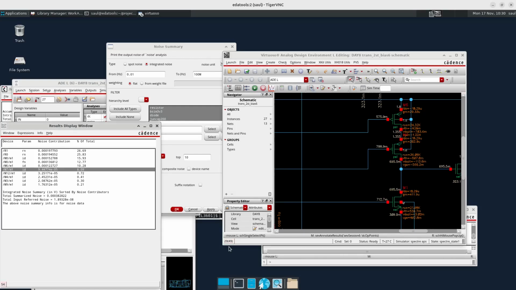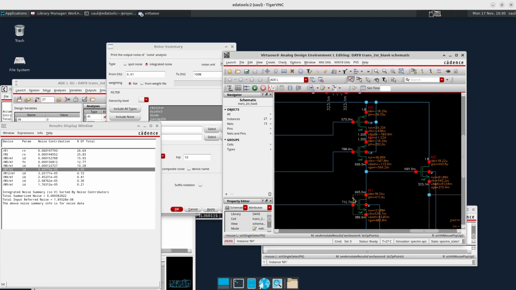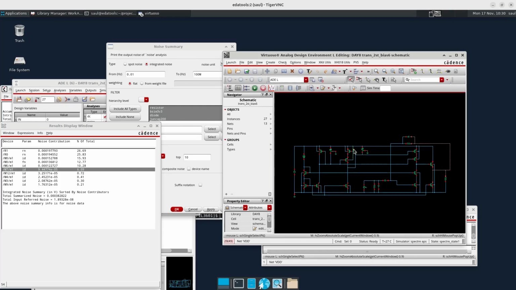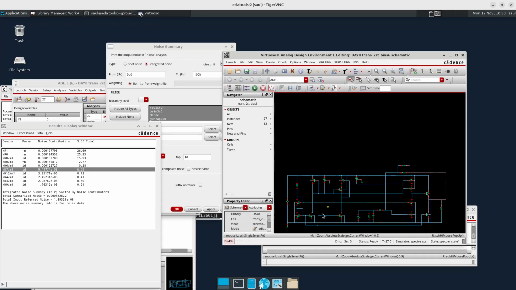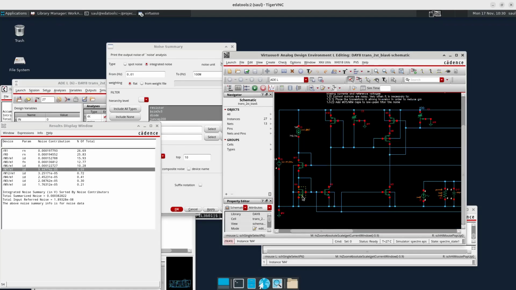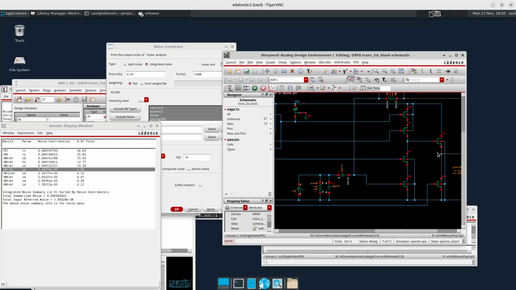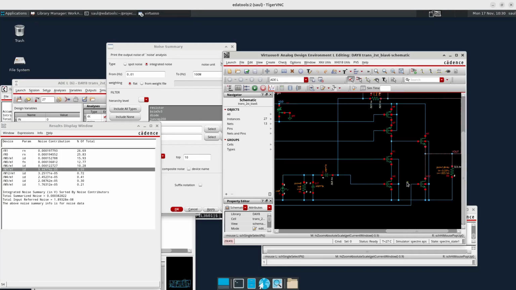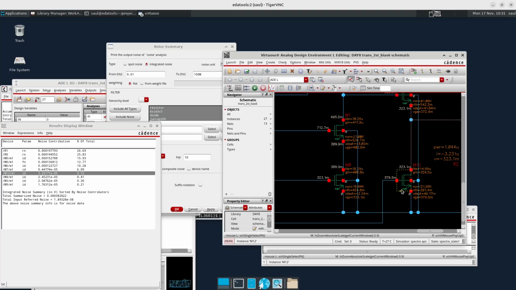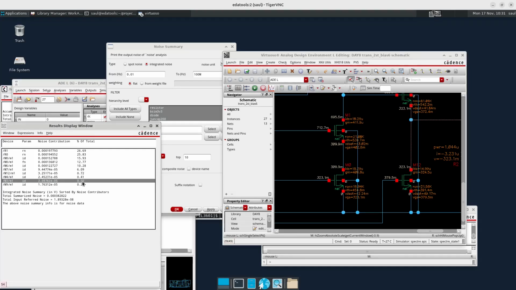And then the next one is M7. M7 is located here. M7 is the cascode, and then we talk about this one. M12 is here. They are becoming negligible. The other ones are less than 1% noise contribution.